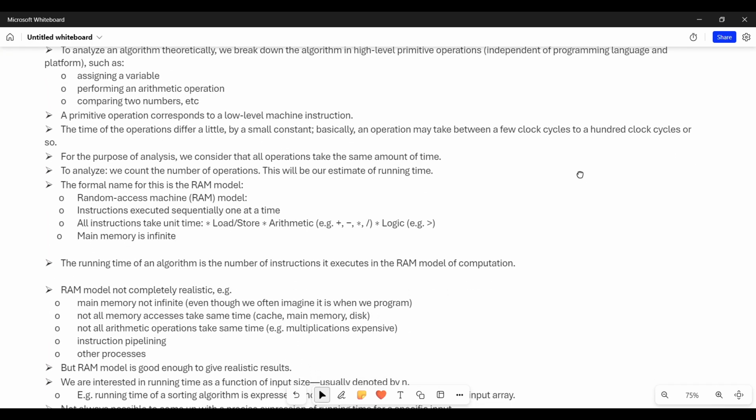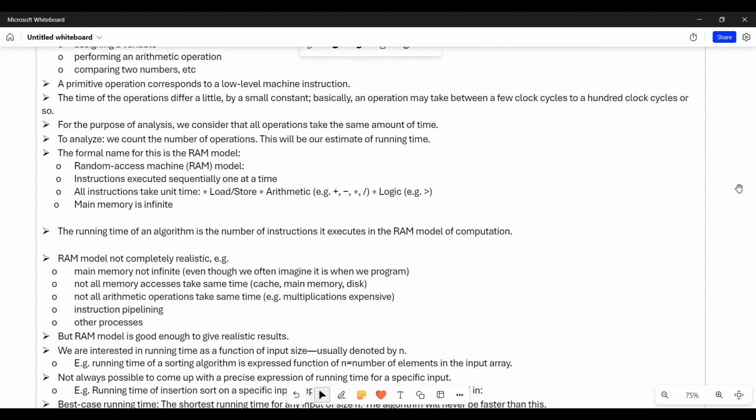RAM model is a random access machine model. Instructions are executed sequentially, one at a time. All instructions take unit time: load, store, arithmetic, logic operations. So all the operations take a unit of time. Main memory is infinite. The running time of an algorithm is the number of instructions it executes in the RAM model of computation.